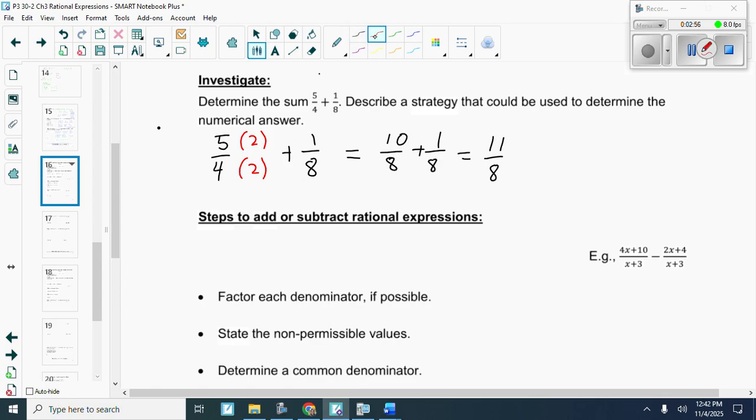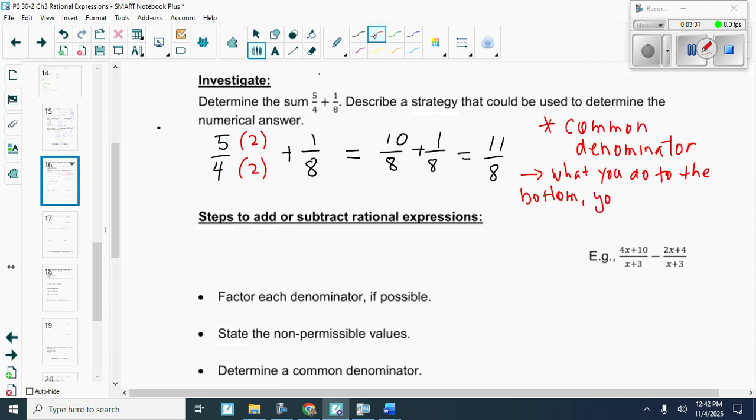So write a note to yourself. You need to have a common denominator. Improper is fine. I don't want a mixed number. I don't want you to tell me that there's 1 and 3/8. Let's not do that. Let's keep it like this. So we need a common denominator, and what you do to the bottom, you do to the top.